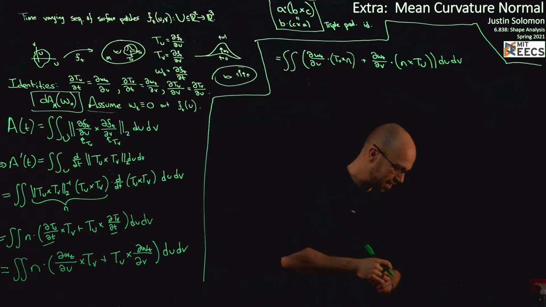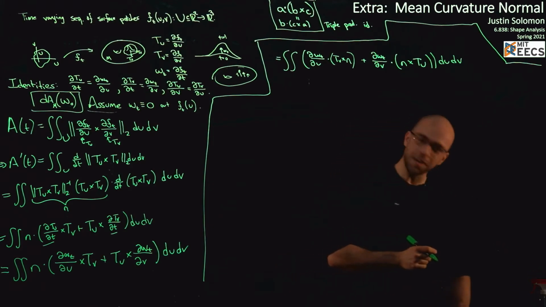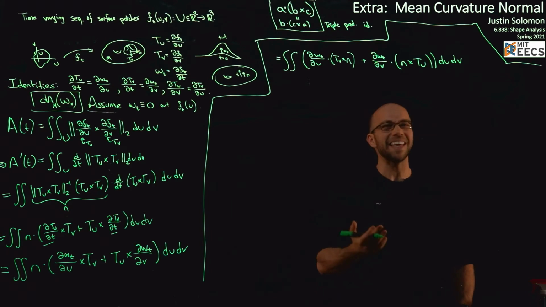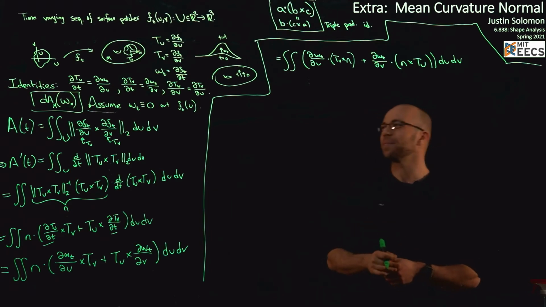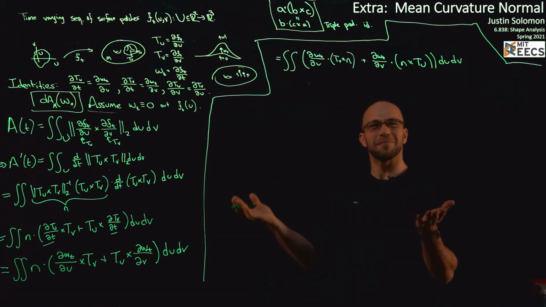Whew. Okay, so now we're going to do a few things. I keep saying that. This is a complicated calculation. I apologize. I don't apologize. It is what it is.